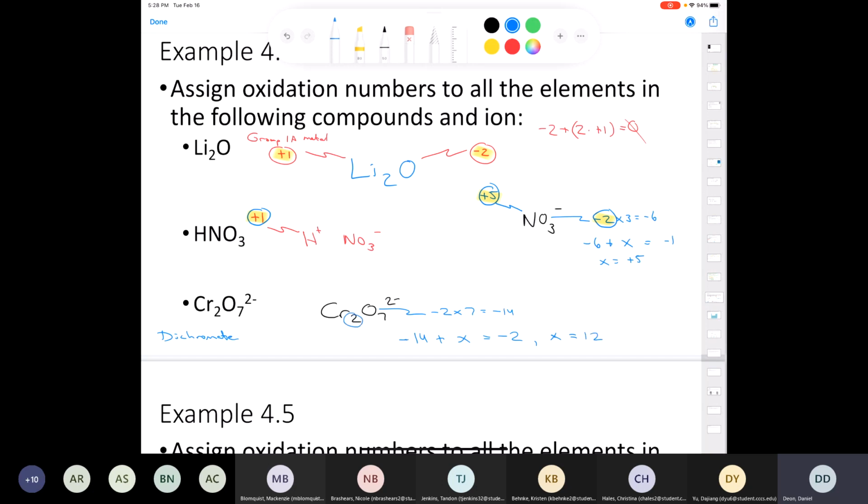+12. But I've got 2 chromiums over here, right? I've got to have a total of +12 over here. But +12 divided by 2 gives me +6, doesn't it? So that means that each one of the chromium ions is +6, and the oxygens are each -2. So +6 for the chromium and -2 for the oxygen.